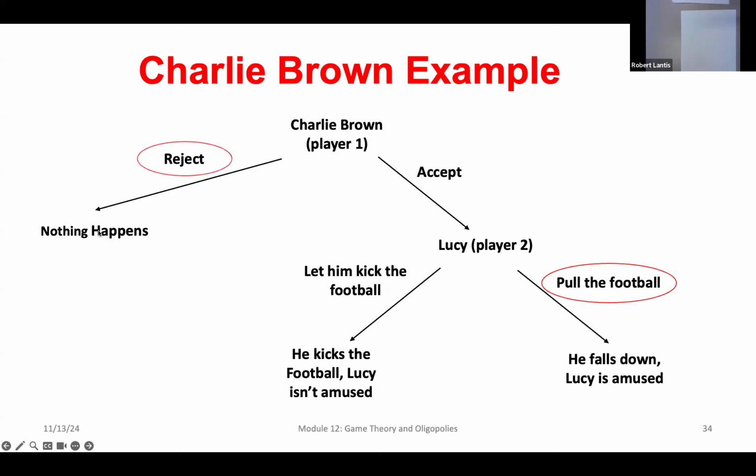So it should be that our equilibrium is that Lucy will always choose to pull the football away, but Charlie Brown should always reject that offer. Now, the whole point of the cartoon is that he doesn't understand game theory, basically, and he always tries to run and kick the football and always ends up with a negative payoff. He's not making an optimal decision.